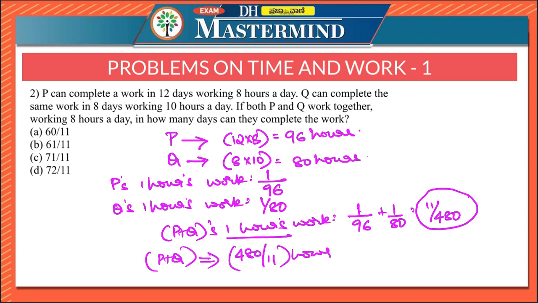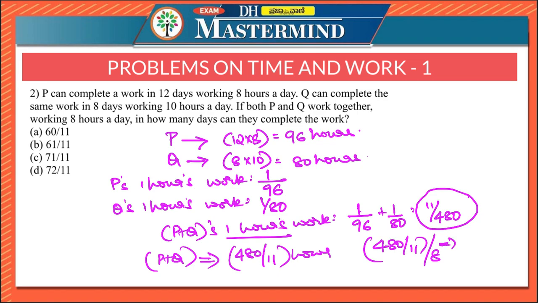So please remember, this is how we solve. This is the technique in which we solve the questions of this kind. If both P and Q work together, number of days of working 8 hours each. When they start working 8 hours a day, they will require 480 by 11 divided by 8. Why are we dividing it by 8? Because the question says they start working 8 hours a day.